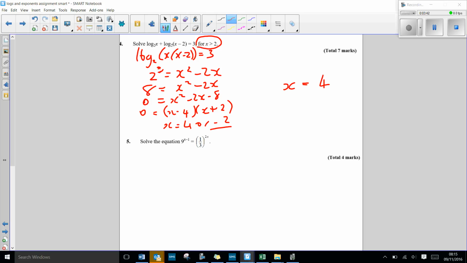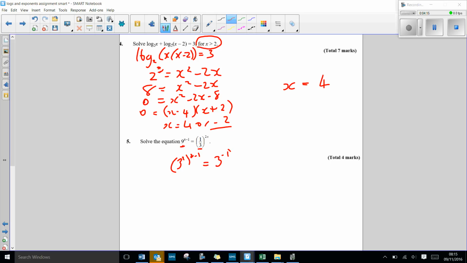Question 5 is a little bit different. So we have an expression on the left, 9 to the power x minus 1, and we have 1/3 to the power 2x. Now I know that 9 and 1/3 both are connected to the number 3. So what I'm actually going to do is, instead of writing the number 9, I'm going to write 3 squared. That's still to the power x minus 1. This 1/3 I'm actually going to write as 3 to the power negative 1. And that's still to the power 2x.